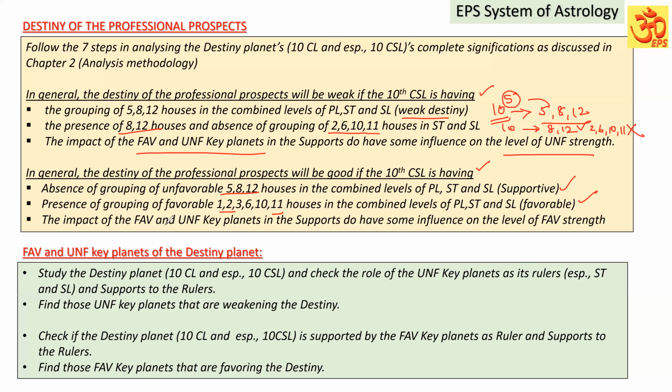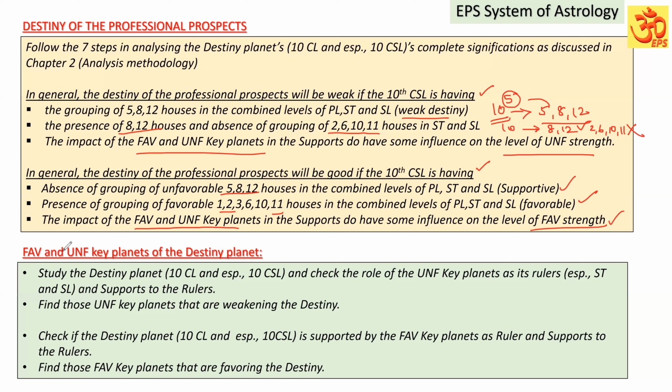Similarly, the impact of the favorable and unfavorable key planets in the supports do have some influence on the level of favorable strength. I think you're able to follow. So now we have studied how to study the 10th cuspal sublord, and whether the 10th cuspal sublord's star level and sublevel are favorable, or are influenced by the unfavorable, or it is mixed. Accordingly, the destiny prospects have to be studied.